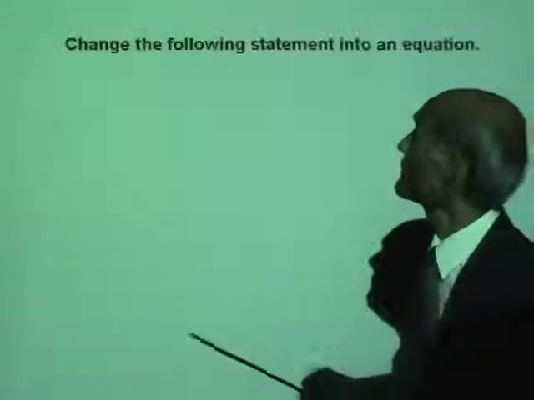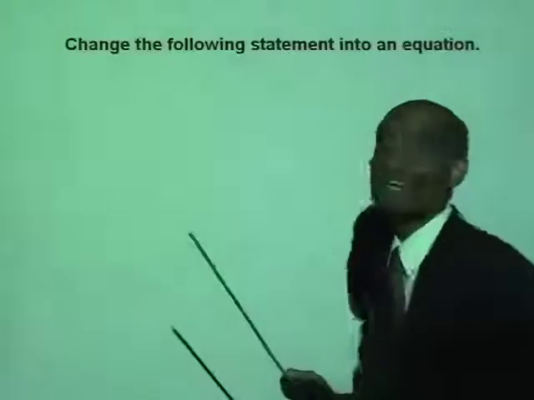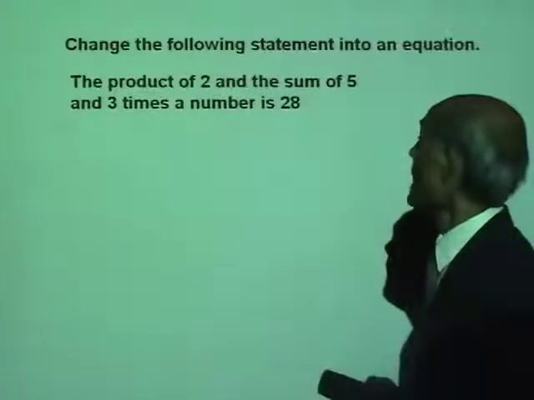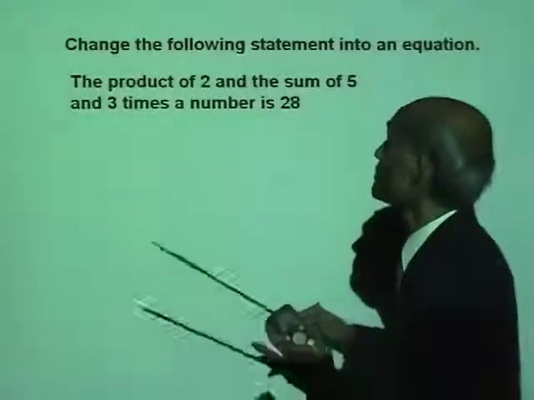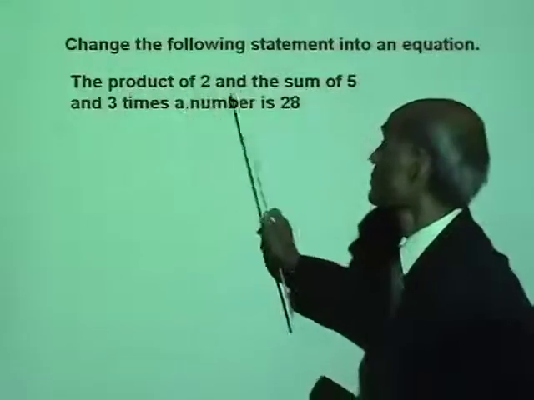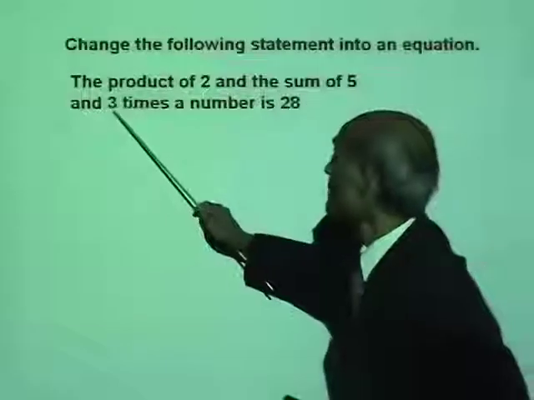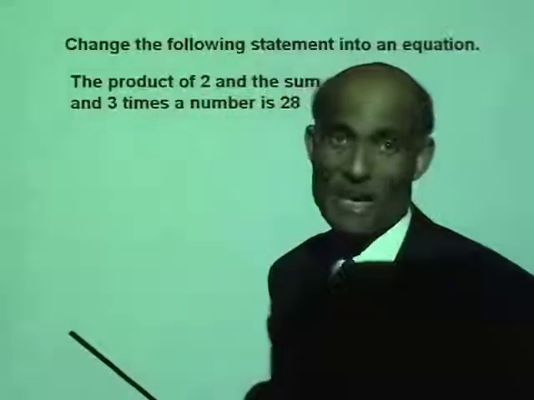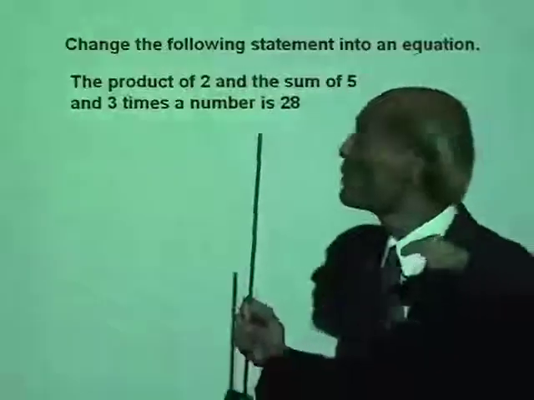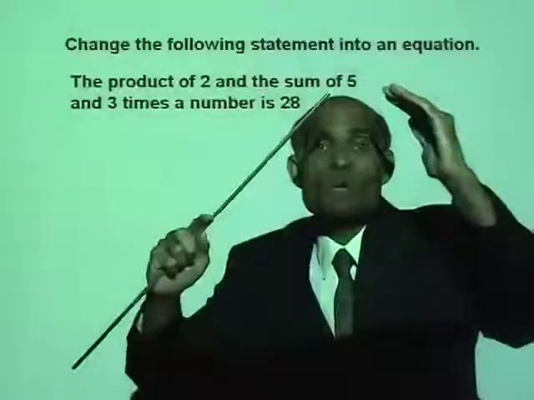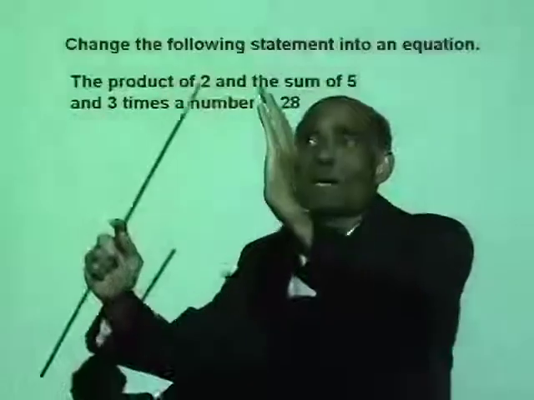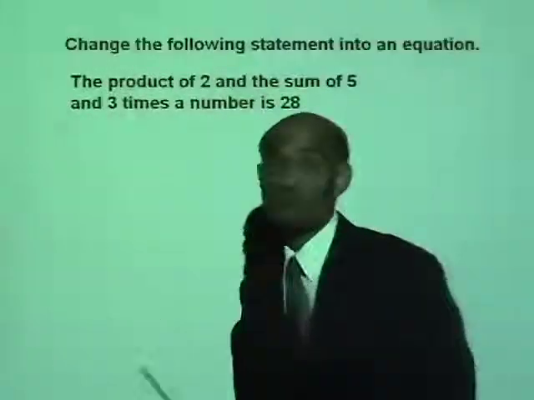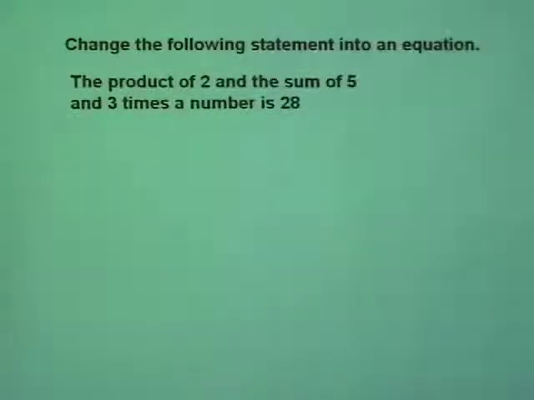Let's do another one. Change the following statement into an equation. Look at the statement. The product of 2 and the sum of 5 and 3 times a number is 28. Now, I told you when you hear the word product, it is going to be multiplying one number by another number. So first of all, figure out what that product is by doing that.